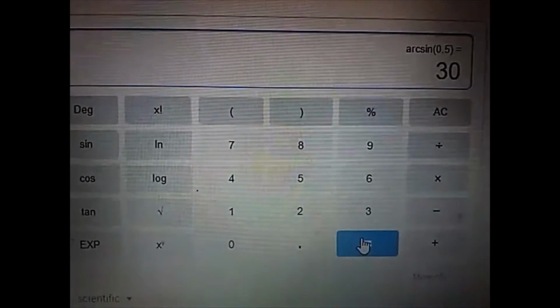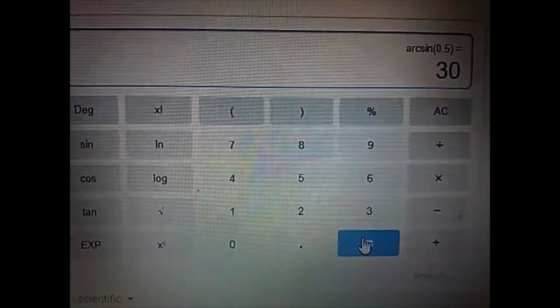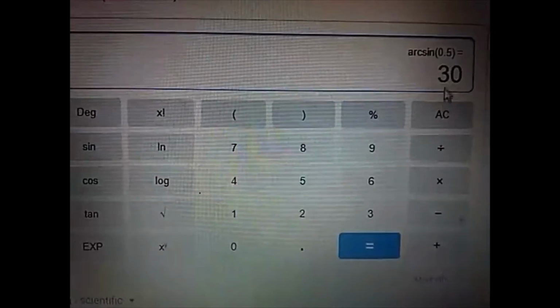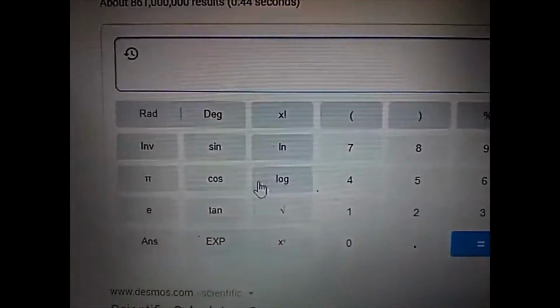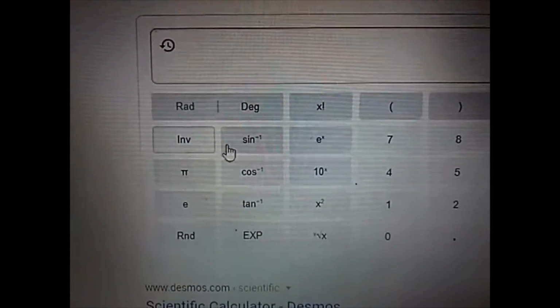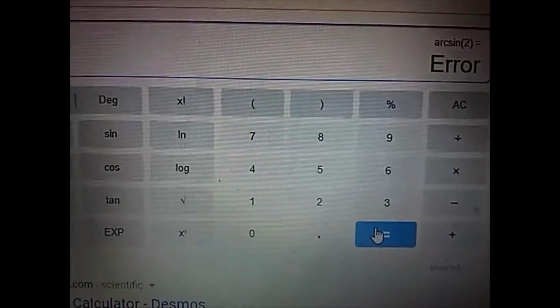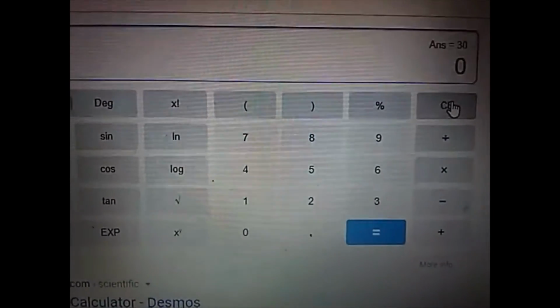Now please note that there's more than one answer to this question. The answer could have also said 150 degrees. However, the answer just shows the lowest number possible. Alright. And watch what happens if you force it to give an answer higher than 1: error, because sine cannot go above 1.